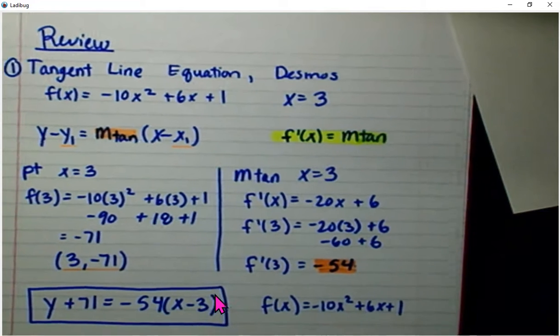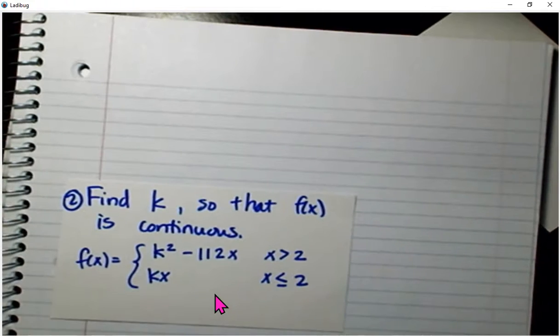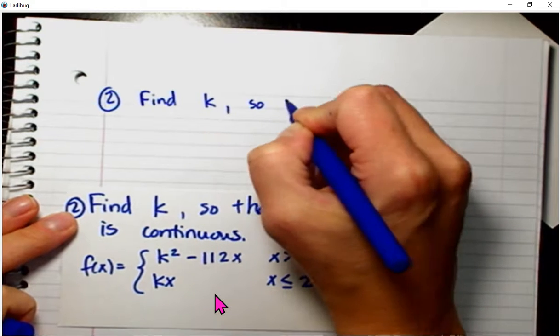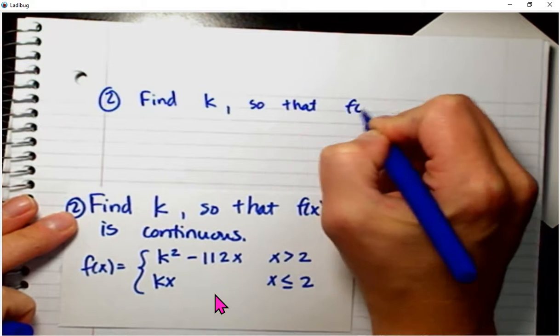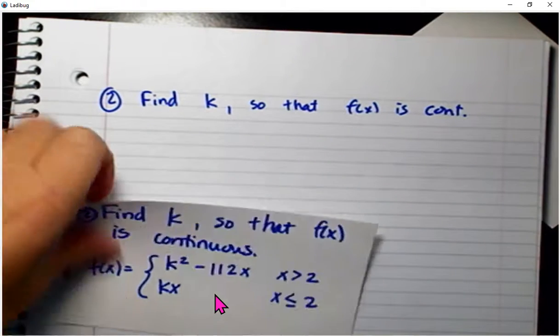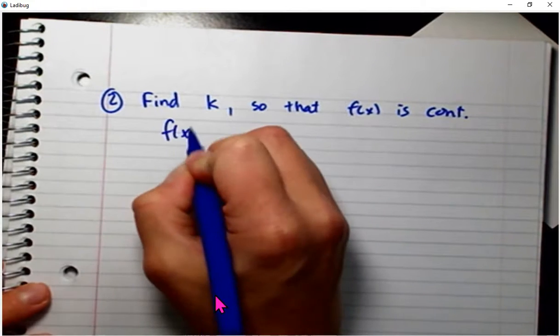Continuity. Let's check our continuity question. Question 2: find k so that f of x is continuous. Here's my f of x.